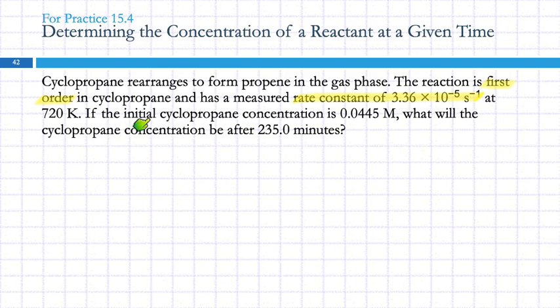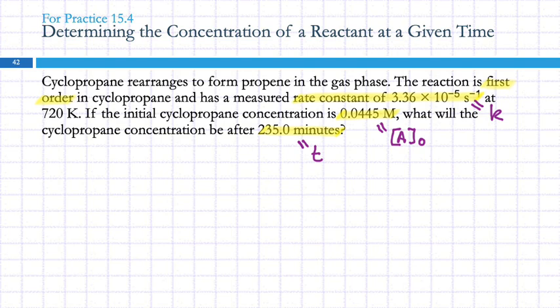Okay. If the initial cyclopropane concentration is this, okay, so that's useful. That is equal to A at time 0. And again, I'm just calling it A because it's easier to write than cyclopropane or the formula for cyclopropane. What will the cyclopropane concentration be after 235 minutes? So 235 minutes is the time. And this guy over here is my rate constant, yeah?